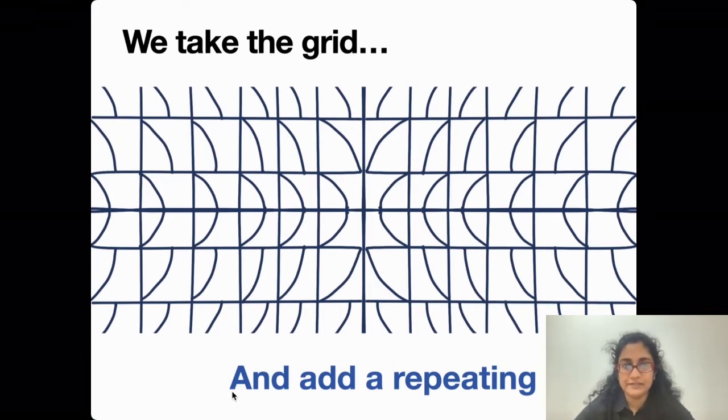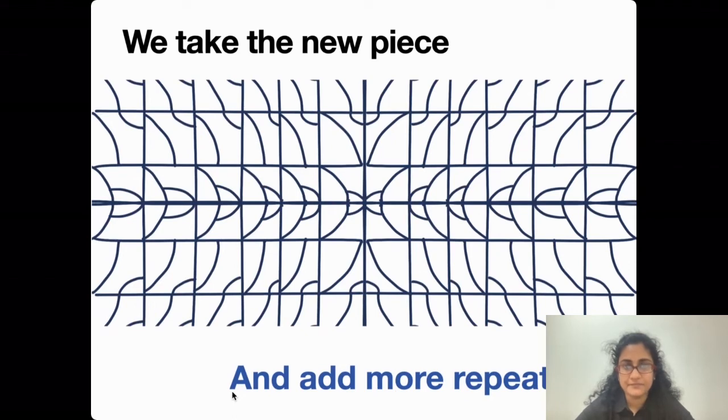Now I'm going to make it repeat a little further. I'm going to add another piece of arc. Once again, this has followed the same symmetrical mirroring that I did in the first bit.